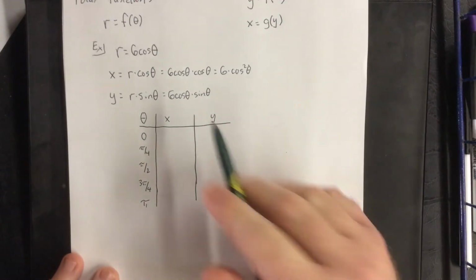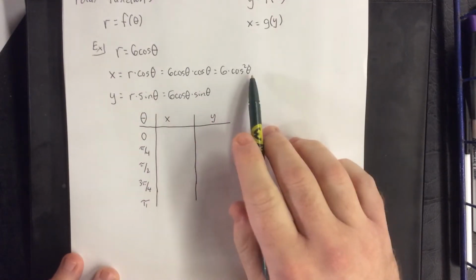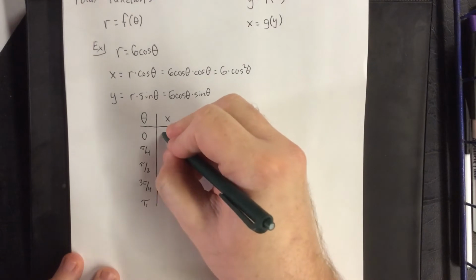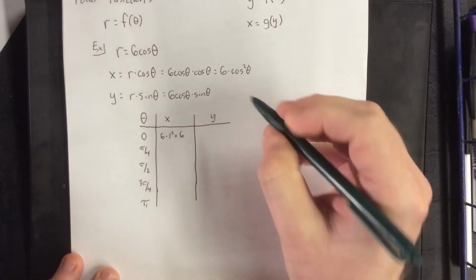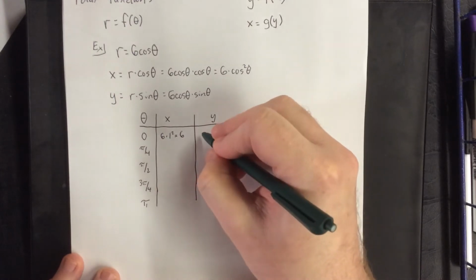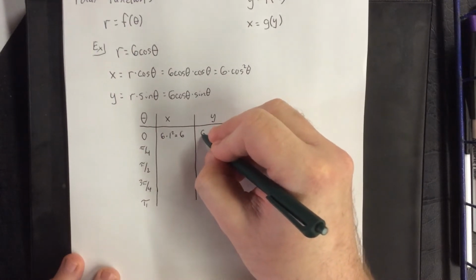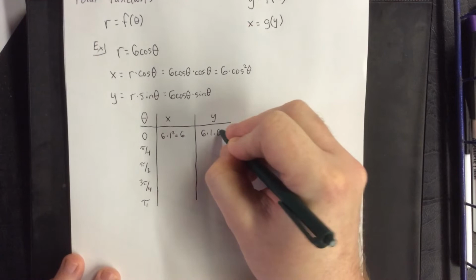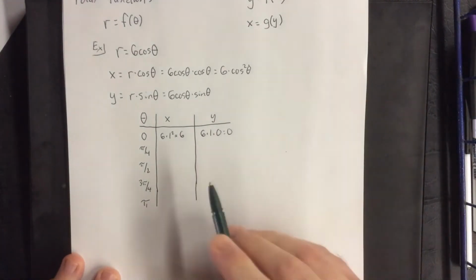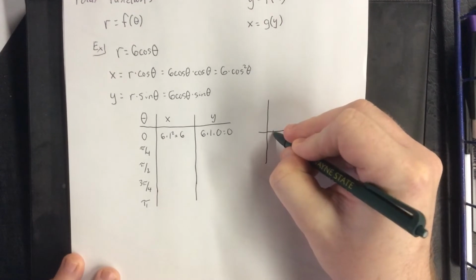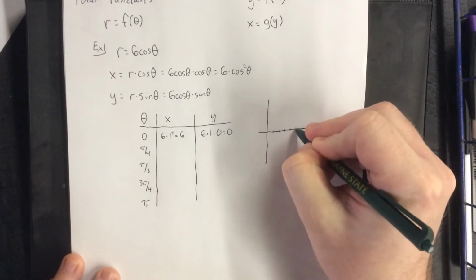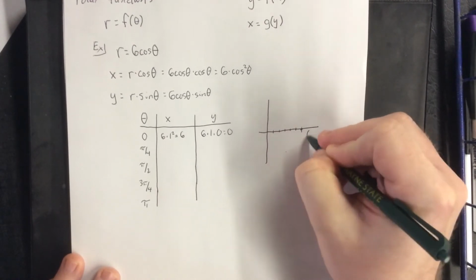Now plugging each of these in, the cosine of 0 would be equal to 1, so this would be 6 times 1 squared, or 6. For the y-coordinate, that would be 6 times cosine of 0 times the sine of 0, which would be 0. So the first ordered pair that we would see on this graph is going to be 1, 2, 3, 4, 5, 6. 6, 0.